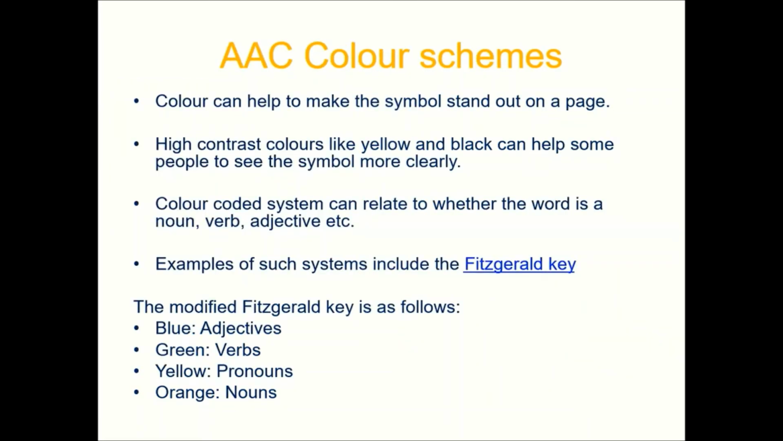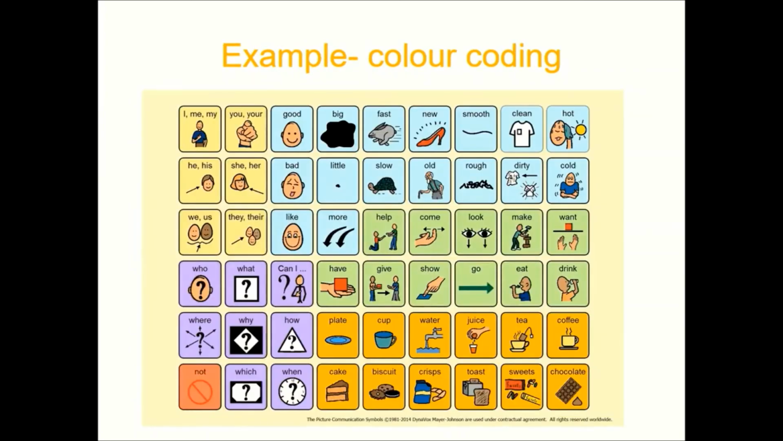So you can color code symbols. There's a number of formalized systems like the Fitzgerald key according to the type of vocabulary. So in the Fitzgerald key, all the adjectives are blue, the verbs are green, the pronouns are yellow, and so on. It can be helpful just to differentiate the different parts of language for your client if that's going to help them to build sentences. And actually, it can also help you with modeling, which we're going to talk about in a moment.